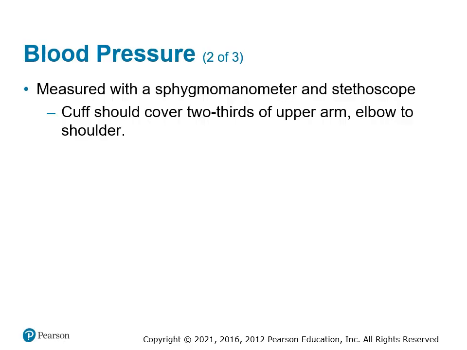So blood pressure is measured with something we call a sphygmomanometer and a stethoscope. Generally, you can have a cheap cuff and a better quality stethoscope is preferred because you want to be able to hear well. The blood pressure cuff should cover at least 2/3 of the upper arm between the elbow and the shoulder.